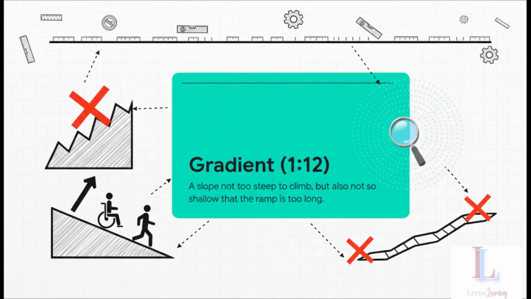You see, this 1:12 ratio is the perfect balancing act. If you make it any steeper, it becomes incredibly hard, even dangerous, for someone to push themselves up in a manual wheelchair. But if you make it any flatter, the ramp just gets ridiculously long and takes up way too much space. That 1 to 12, that's the sweet spot. It's the gold standard for access.